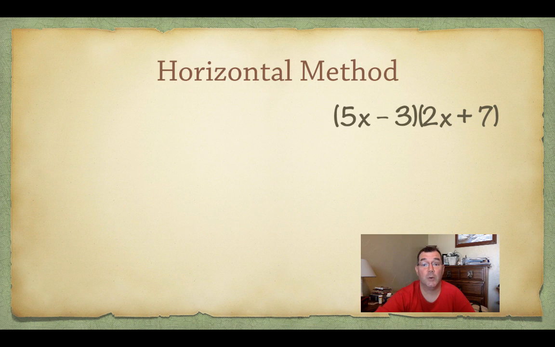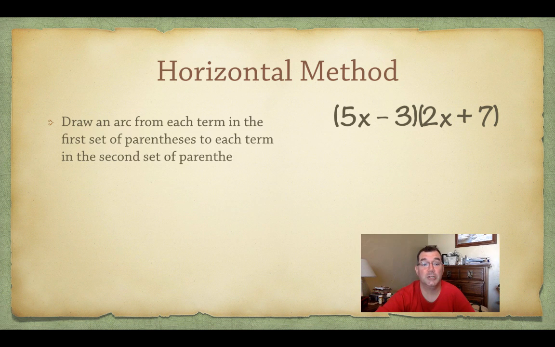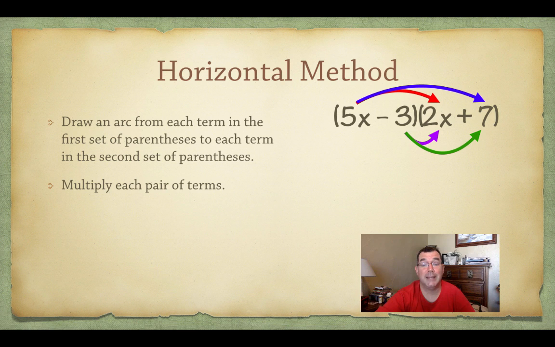I'm going to talk about the horizontal method, and what I'm going to do is draw an arc from each term in the first set of parentheses to each term in the second set of parentheses, which means I need 4 arcs. Okay, so there's 1, there's 2, there's 3, and there's 4. So each term in the first set of parentheses has now been connected with each term in the second set of parentheses.